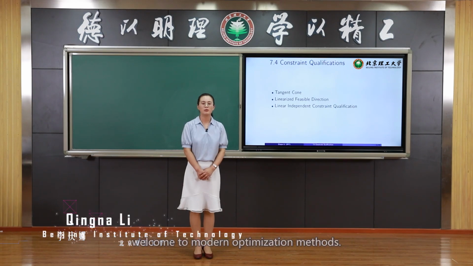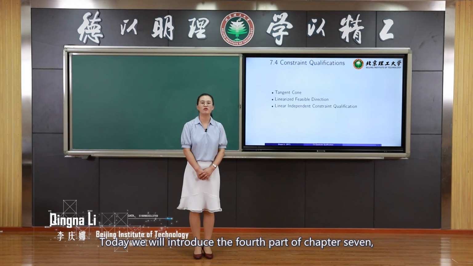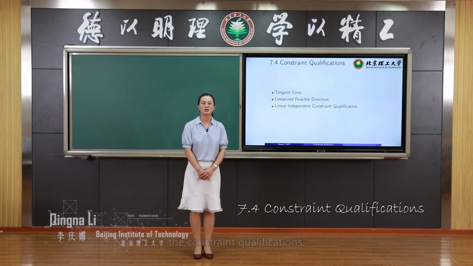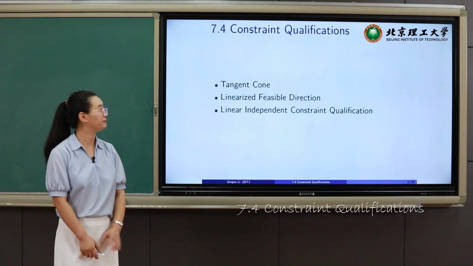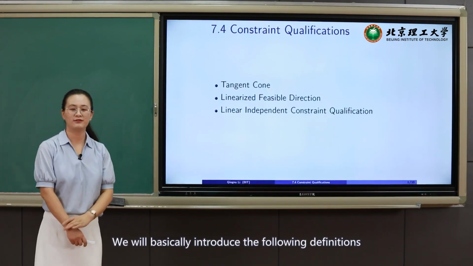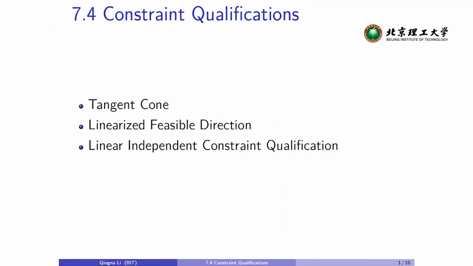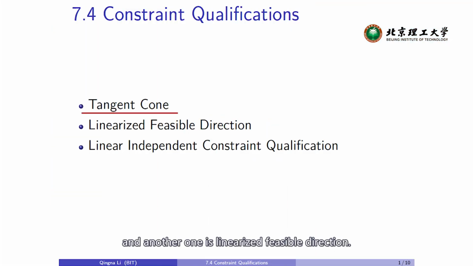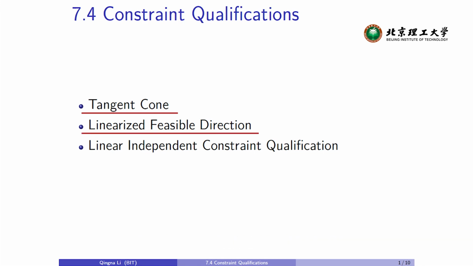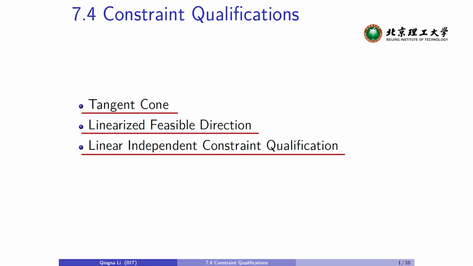Hi everyone, welcome to Modern Optimization Methods. Today we will introduce the fourth part of Chapter 7, the constraint qualification. We will basically introduce the following definitions to derive the constraint qualification. One is the tangent cone, another is the linearized feasible direction, and finally the linearly independent constraint qualification.